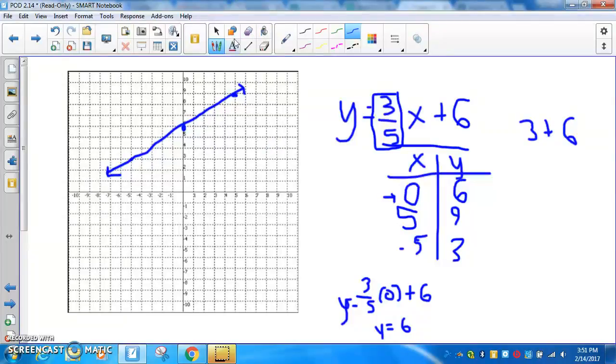Hopefully, that line is correct as well. If you have any other questions about how I got this input-output table, what do you do to get the outputs, please let me know, and I'd be happy to help.